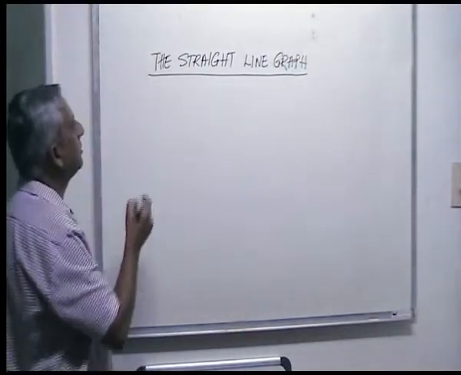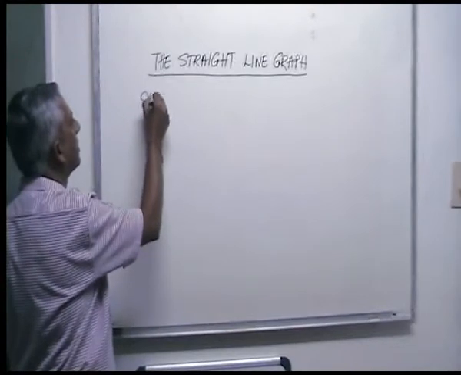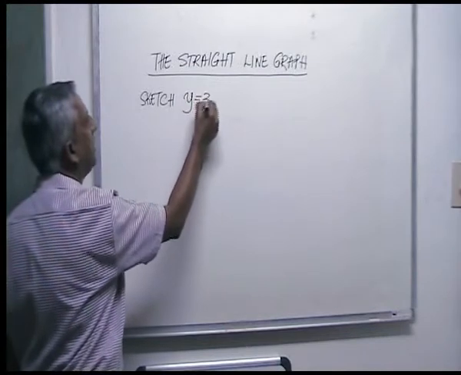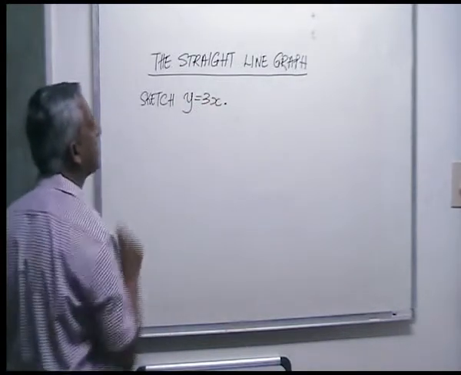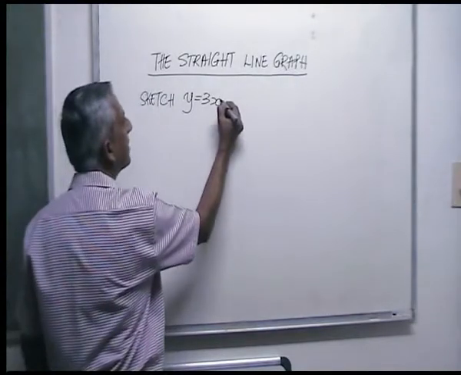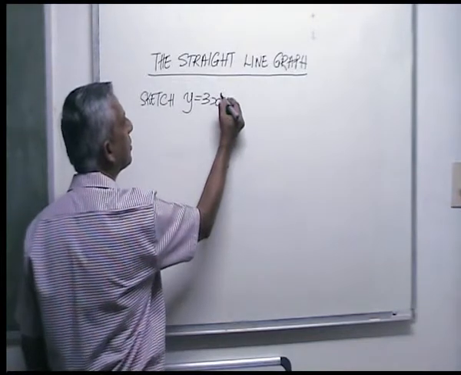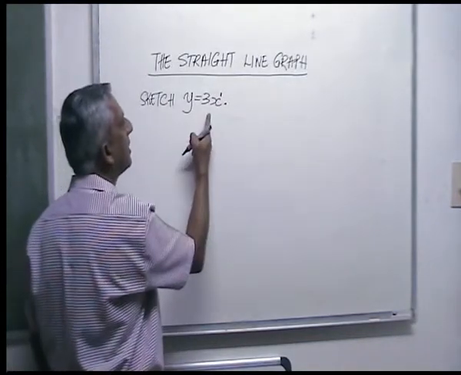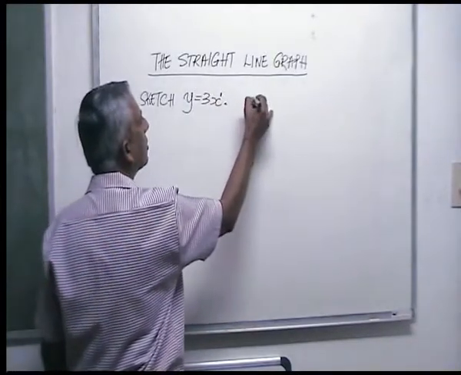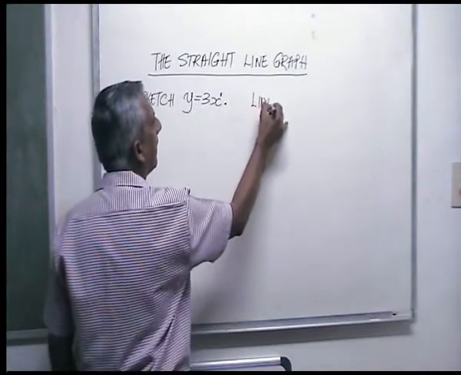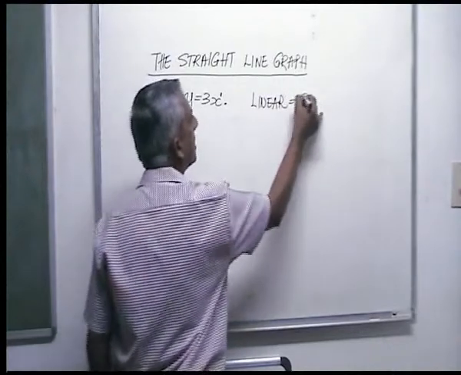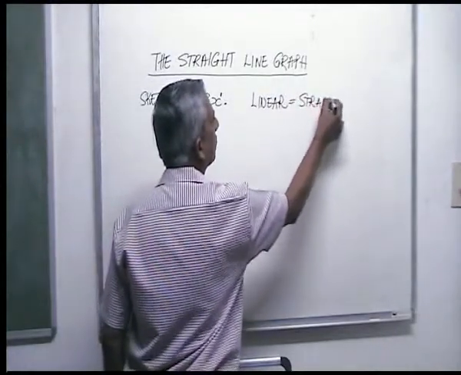Now, suppose you were told to sketch y is equal to 3x. Now, this is a straight line graph. How do you know it's a straight line graph? Well, you've got to study the x and study the index. You see, the index is understood to be 1. Therefore, it is a straight line graph. So we talk about straight line graphs, or we talk about a linear graph. Linear means straight line.